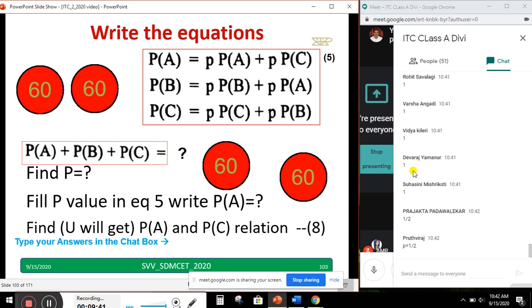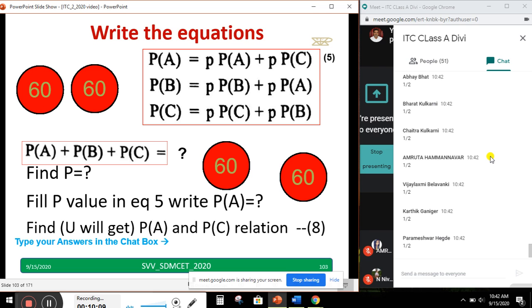P equal to 1 by 2, Prithviraj, Prajakta, Shruti, Nivedita, Simran, Sumit, Pragati, Ajna, Rohit, Shilpa, very good, Suhasini, Abhishek, Jhanvi, Siddharth, Varsha, Geeta, Abhay. All are getting 1 by 2. Chaitra, Bharat, very good. Amrita, Vijayalakshmi, Karthik, all are getting 1 by 2.